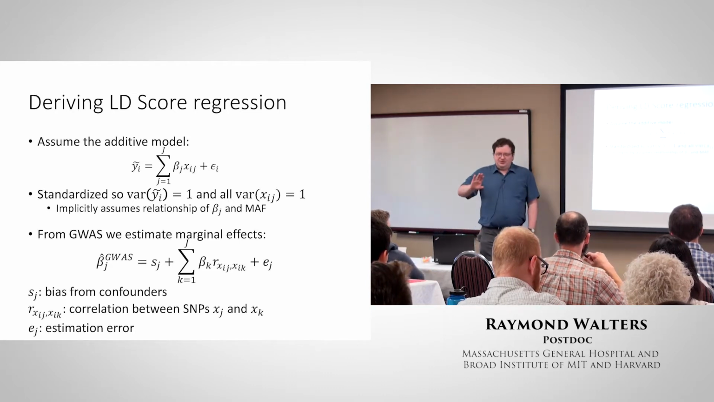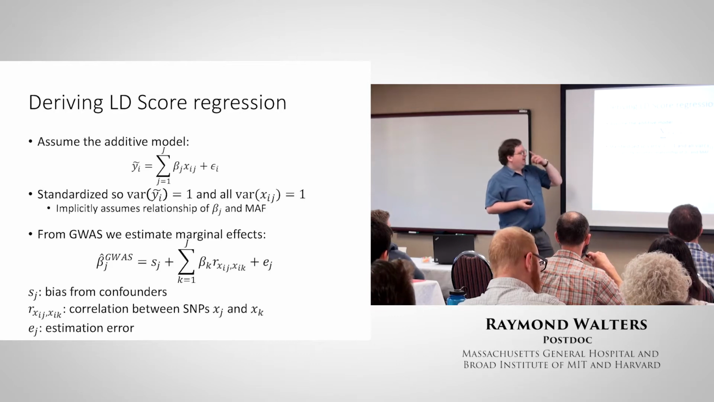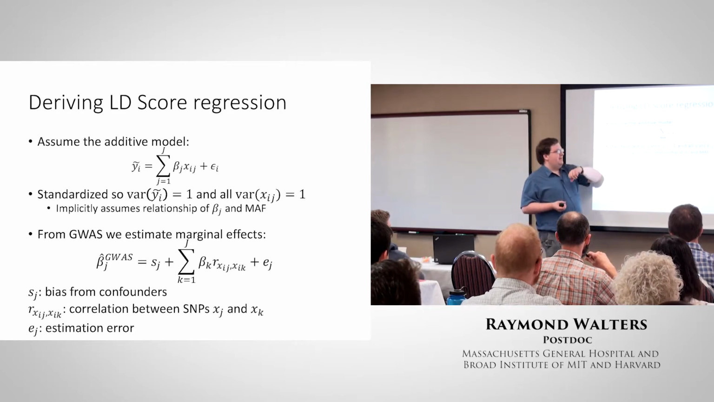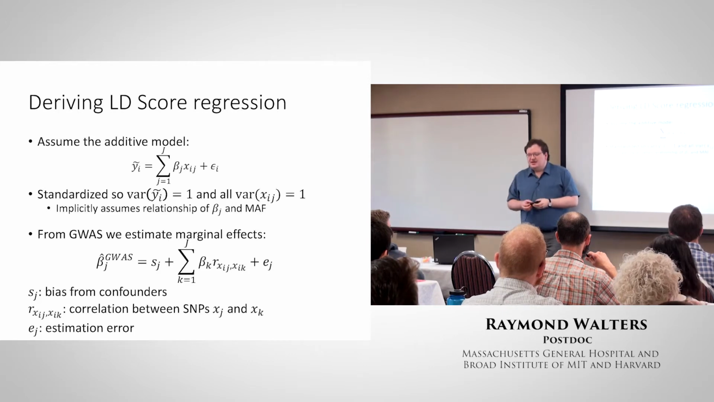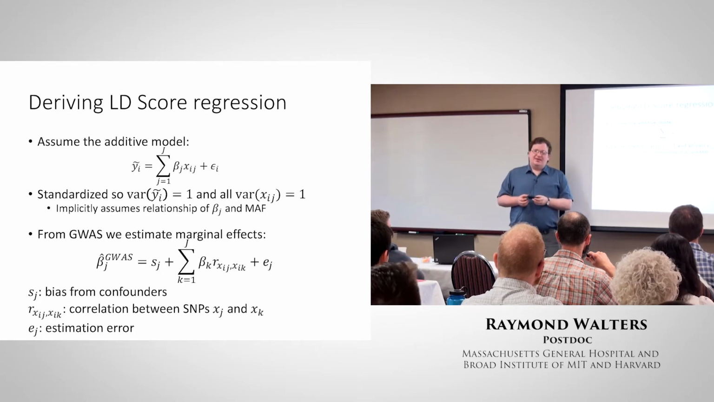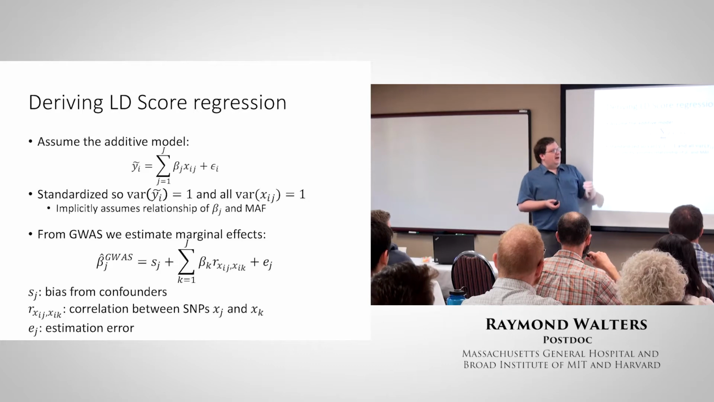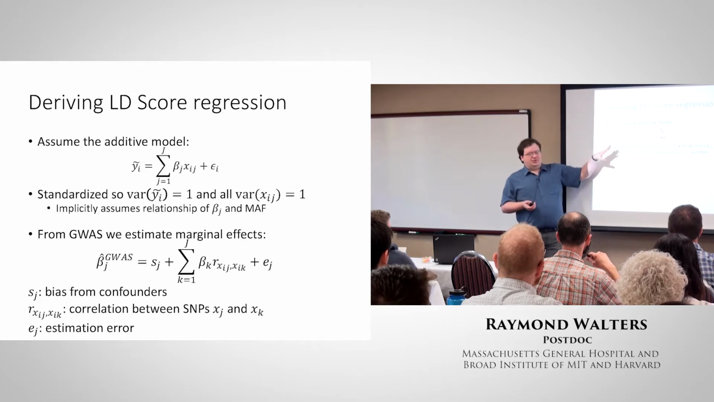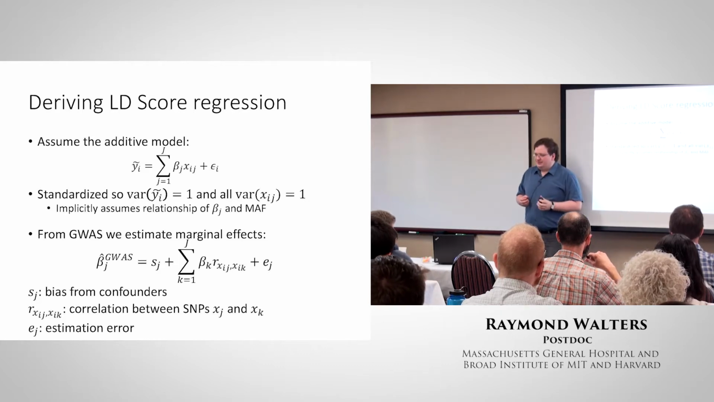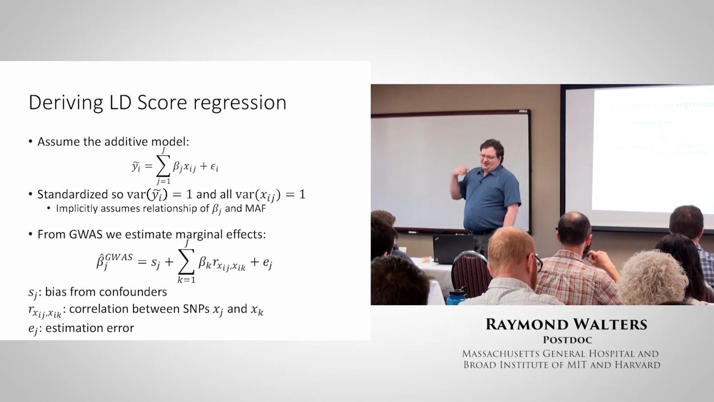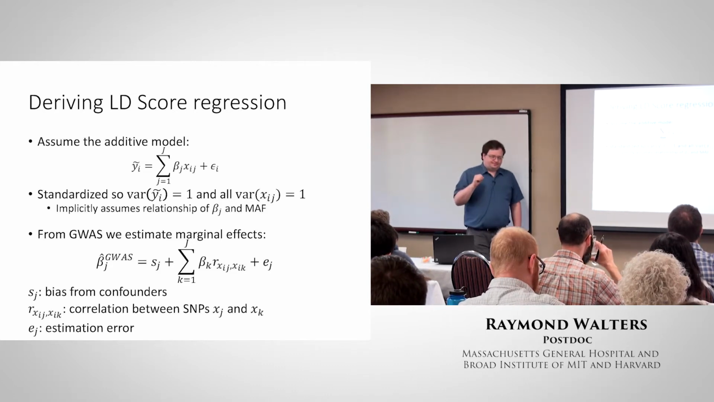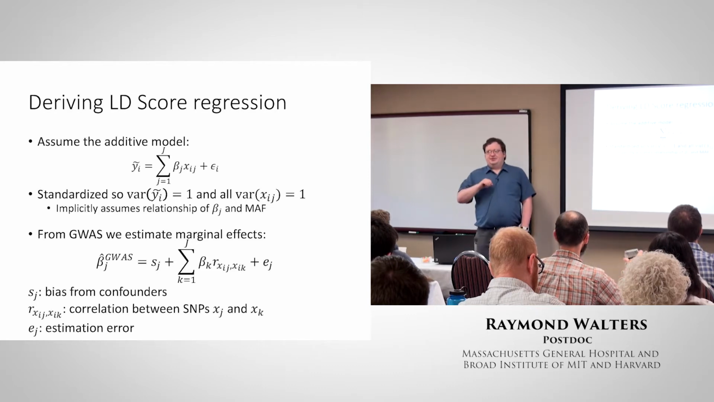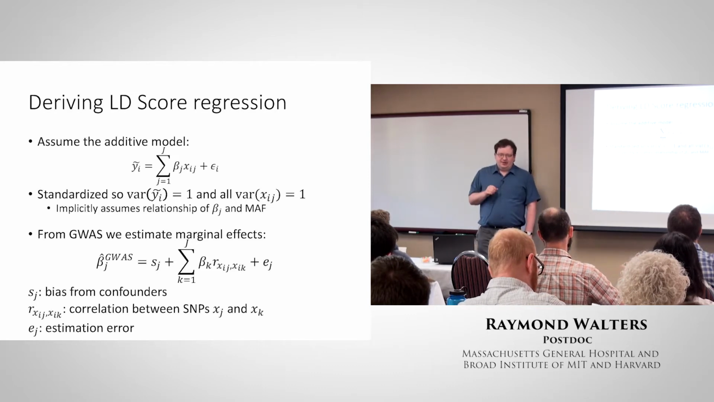Though we'll note that importantly, if we're going to start making assumptions about having a variance for these effect sizes, that will implicitly assume that there's a relationship between those effect sizes and the minor allele frequency, because we've standardized. Given that when we standardize the genotypes, we're effectively doing an operation with minor allele frequency because of the 2pq binomial probability.